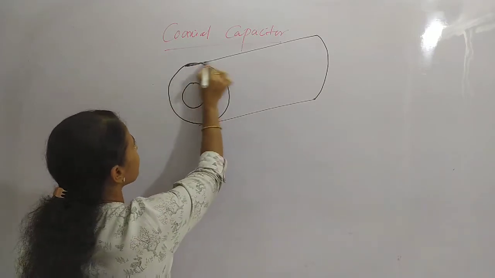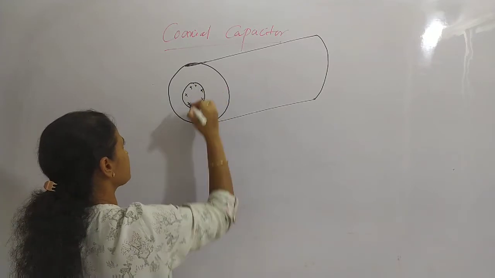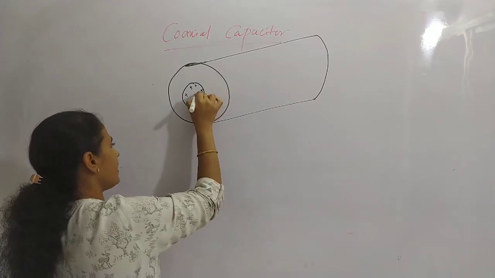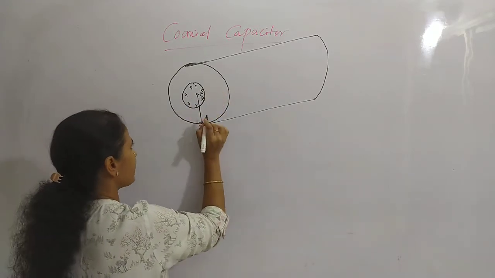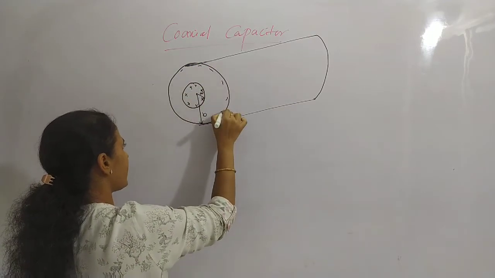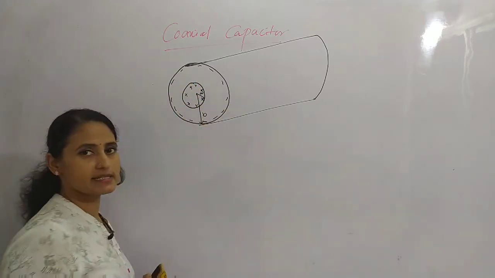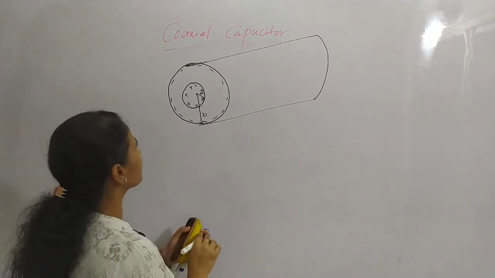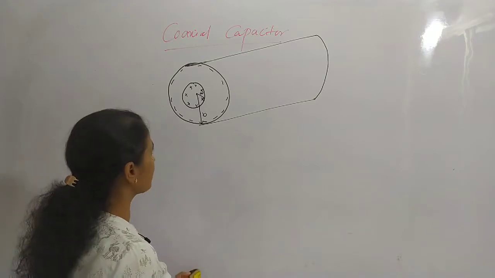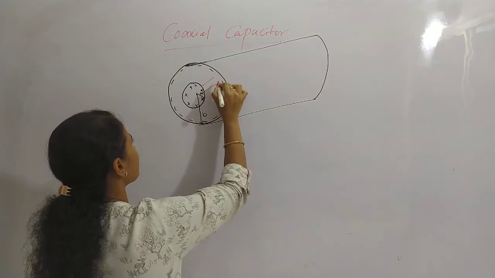Let the inner conductor have the positive charges and the radius of the inner conductor is A, and the outer conductor has negative charges and the radius of the outer conductor is given by B. There are negative charges on the outer conductor. So the electric field will be from the inner conductor to the outer conductor. So the direction of the electric field is in this direction.